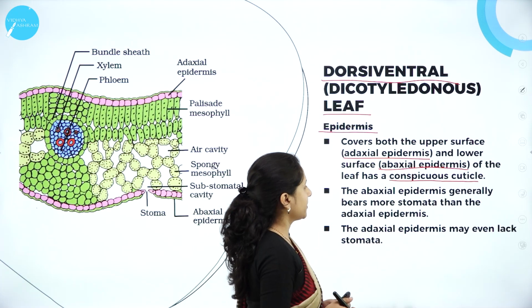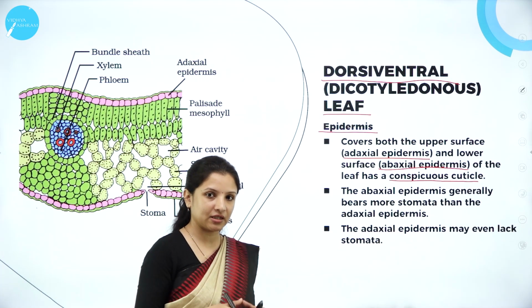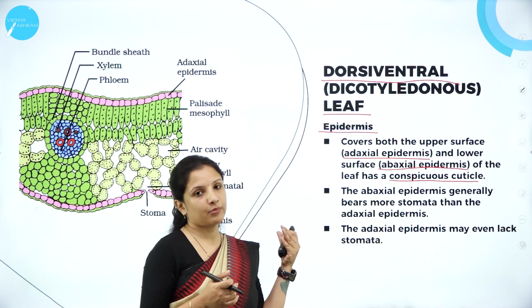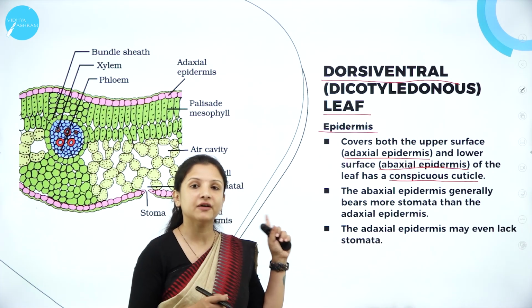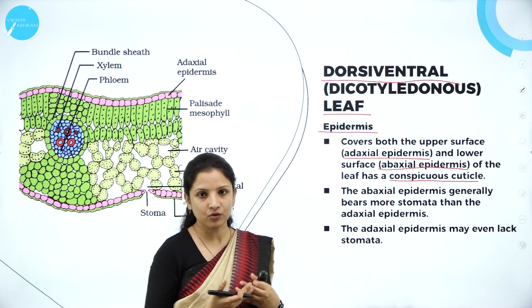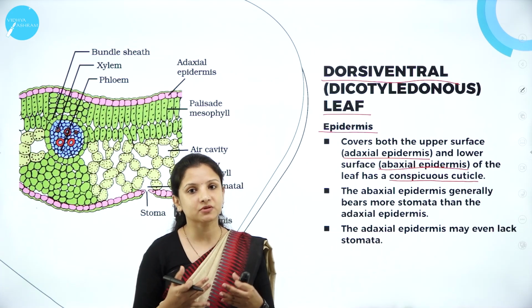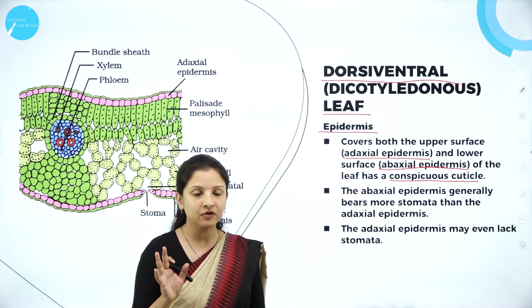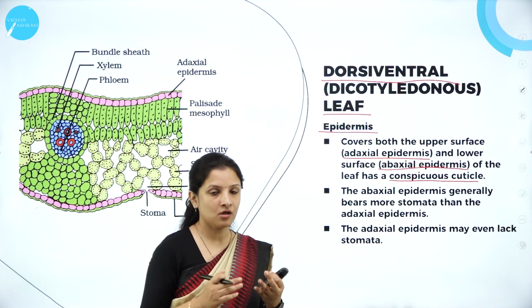So the abaxial epidermis generally has stomata. So stomata are usually present in the leaf. We have studied about the stomata while studying about the epidermal tissue system in the first session of this chapter. So you can go back and have a look at it if you get confused. So what is stomata? Stomata are nothing but bean-shaped structures that are present on the leaf, which help in the process of transpiration, exchange of gases and all that.